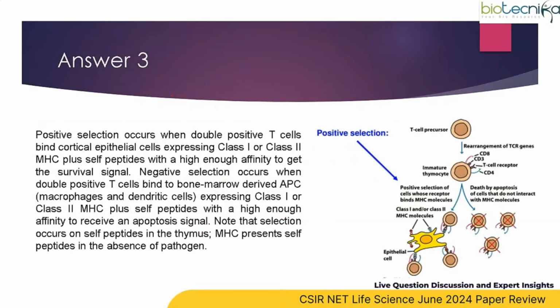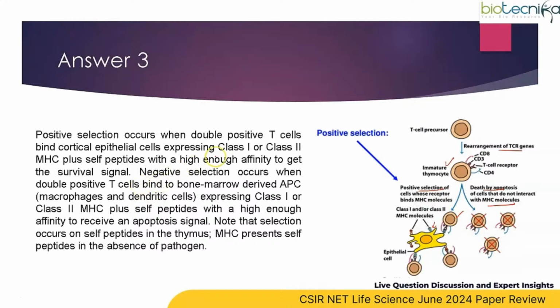Let us see the selection in more detail. The T cell precursor will first undergo rearrangement of TCR genes. It forms an immature thymocyte, and then positive selection occurs. In positive selection, the antigen will be expressed on the self-MHC, class 1 or class 2. So those T cells that can identify the self-antigen along with self-MHC will be selected. Those that do not interact with MHC molecules will undergo apoptosis. So that is positive selection.